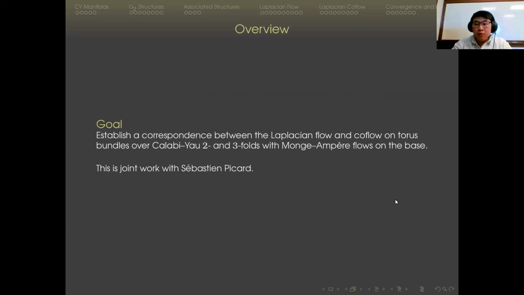So as an overview, the goal of this talk and what we did was we were trying to establish a correspondence between two particular flows. We have the Laplacian flow in G2 structures and the Laplacian coflow in G2 structures. And we're trying to establish correspondences between these flows and some flows on the base, where we take the base as a Calabi-Yau 2 manifold or a 3 manifold and cross in some tori. And this work was done with my PhD advisor, Sebastian Picard.